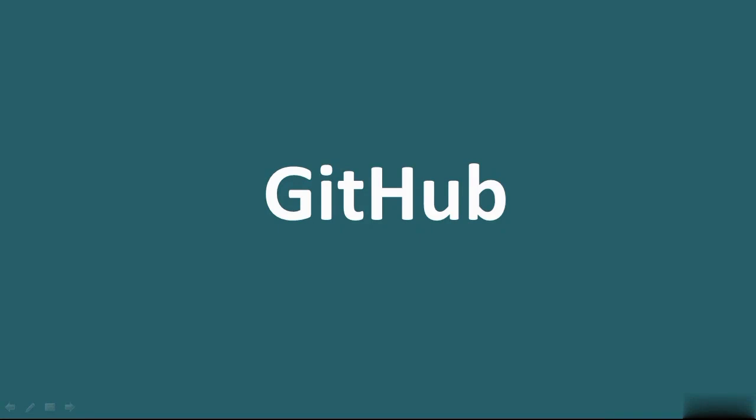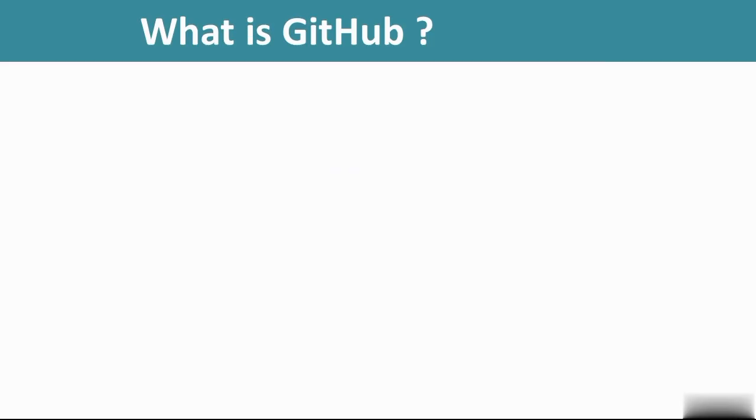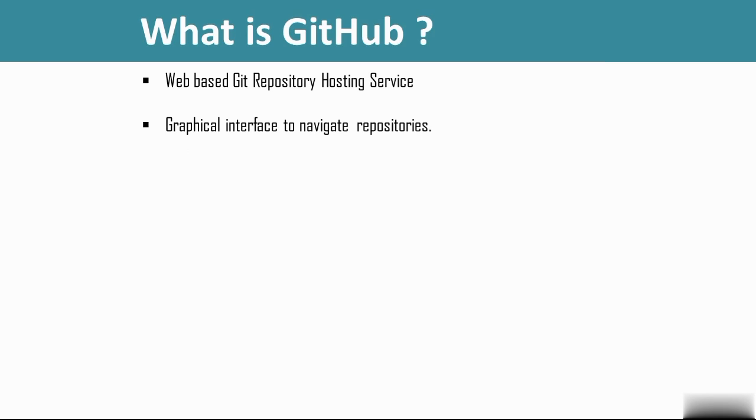In this lecture, I'll be giving you a brief description of what GitHub is. What is GitHub? GitHub basically is a web-based Git repository hosting service. So it's a web-based website where you can upload your Git repositories. It has a graphical interface that enables you to navigate through your own repositories. It also allows others to navigate your repositories, and you can also navigate other people's repositories.